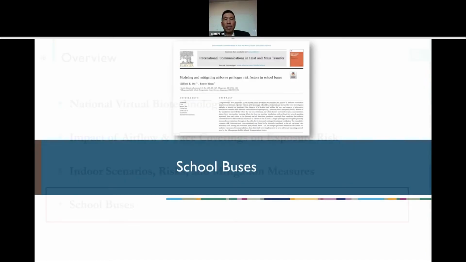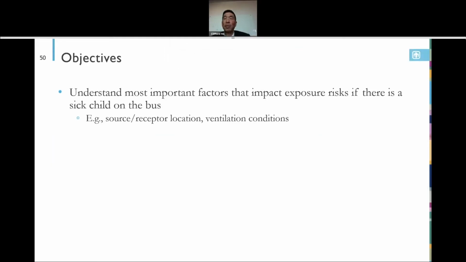Okay, and finally, we looked at school buses. Just a few minutes here, I'll go through the school buses. This again was some work we published recently. The objectives were to understand the most important factors that impact exposure risks if there's a sick child on the bus.